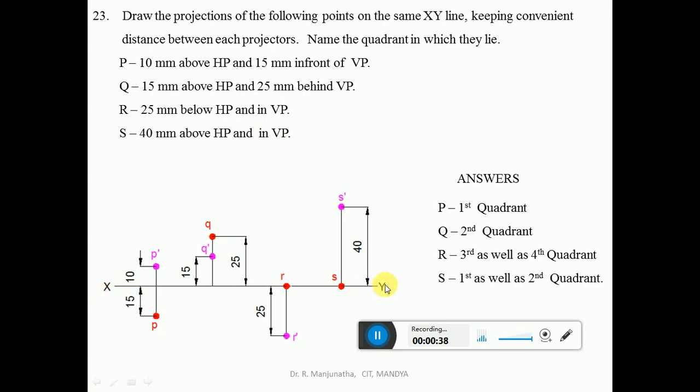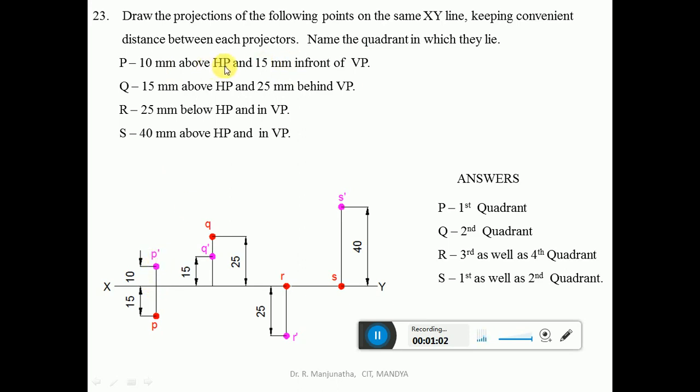First you draw the XY line, mark XY. So the condition is point capital P 10 mm above HP and 15 mm in front of VP. So above HP and in front of VP will be seen in the first quadrant. So first we are going to draw a vertical projector. Above HP will always come above XY line. So from here you measure 10 mm above XY line, mark this point.